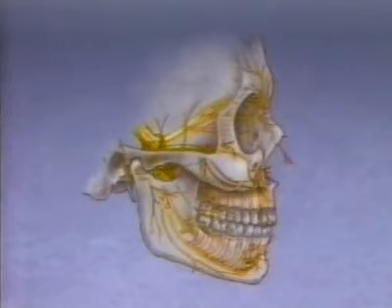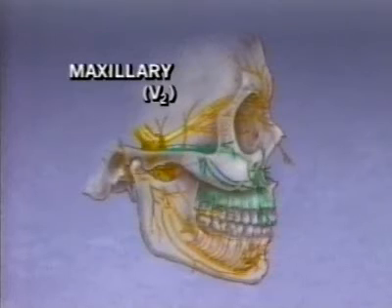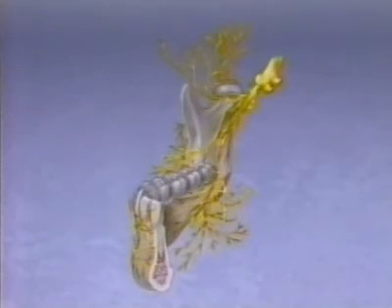Originating from the trigeminal ganglion are three large nerve trunks: the ophthalmic, V1, the maxillary, V2, and the mandibular, V3, the last of which is the largest and the only one that carries both sensory and motor nerve fibers. The mandibular nerve passes through the foramen ovale down into the infratemporal fossa, where it separates into a small anterior and a large posterior root.